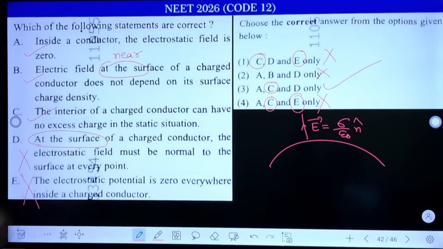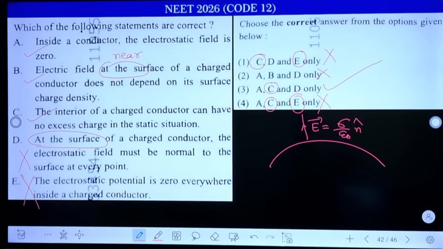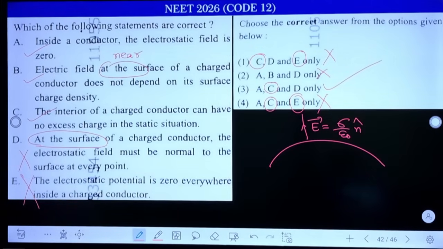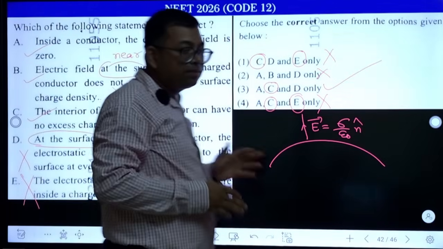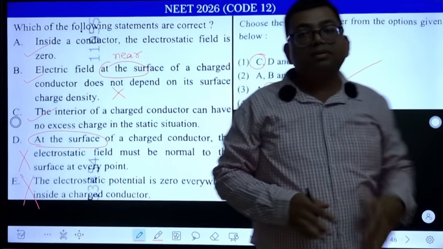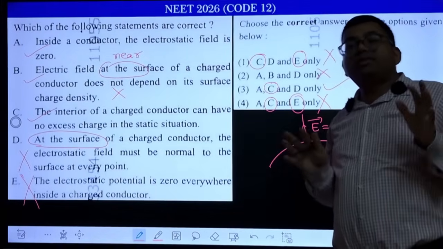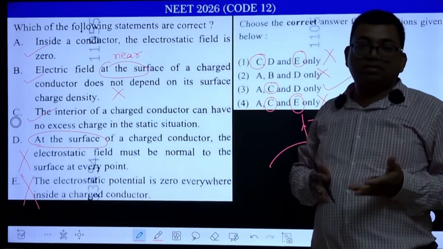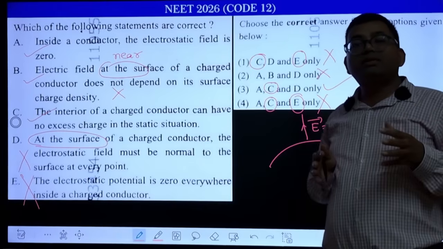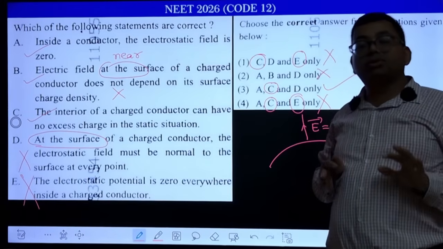Then A will be correct, C will be correct, D will be correct. But "does not depend on the surface charge density": then it will depend, so it will become wrong. I think the interpretation itself is what we need to do here. So "at the surface" is not a good choice of words. They must say near the surface. So NTA has not set a properly qualified question.